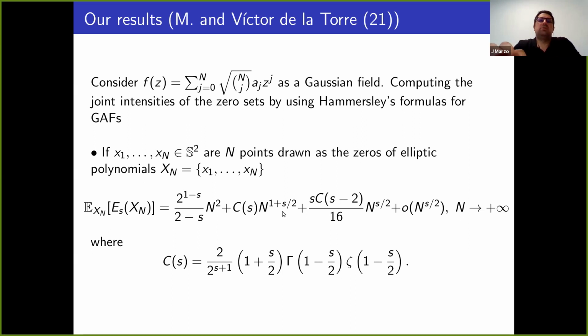Okay, and we can also recover this logarithmic case from Armentano, Beltran, and Shub using this approach of computing these joint intensities. The good thing is that here we have this explicit term, and in fact we even need this second one.